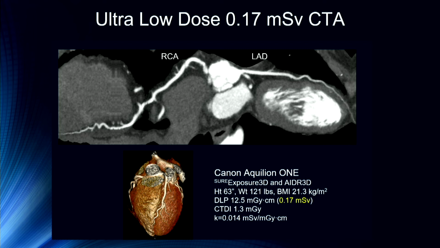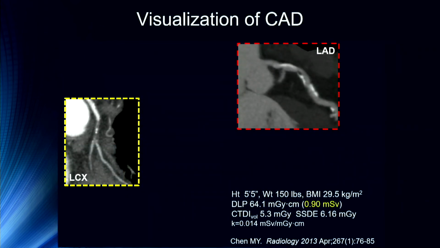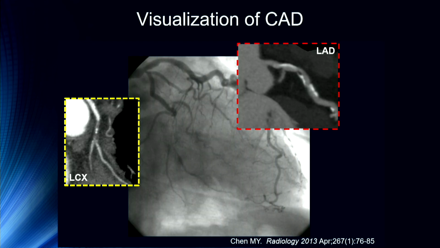But when you do these low radiation dose exams, it's very important to not miss disease. So here's an example. Here's a patient who has a very significant left circumflex stenosis and some non-obstructive disease in the left anterior descending. This is a normal-sized person. This patient is actually almost obese, BMI 29, 5'5", 150 pounds. This is a normal-sized, unfortunately, U.S. population. This exam is at less than a millisievert, 0.9. But here's your corresponding invasive angiogram, and we got it spot on.